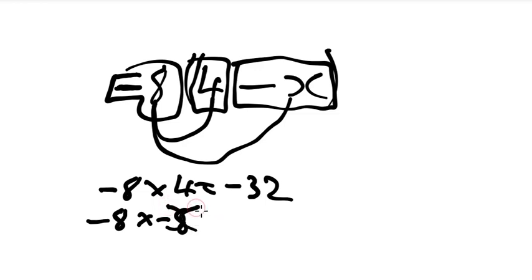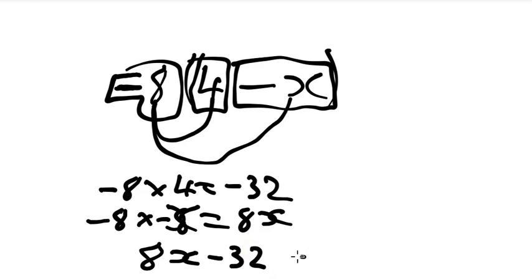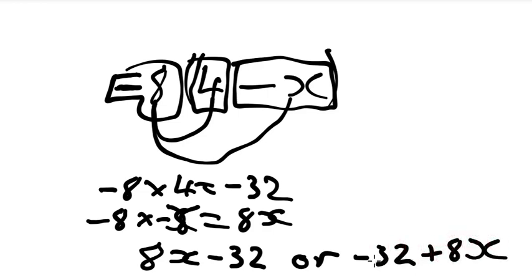Minus times a minus is positive. 8 times x is 8x. So we've got a positive 8x or just 8x. So in this one, we've got 8x, take away 32. Or we could say minus 32 plus 8x. Now those, minus 32 plus 8x and 8x minus 32, are exactly the same thing. It doesn't matter which way around you put these terms.